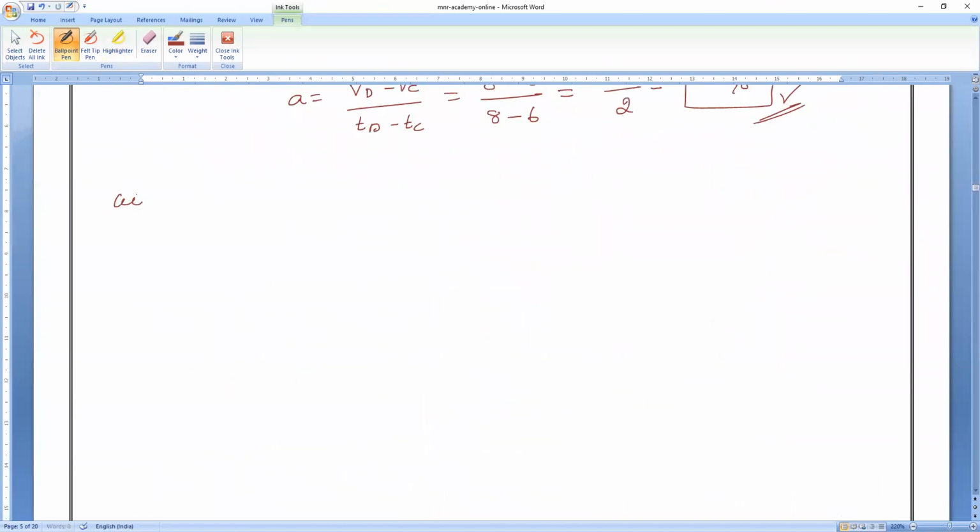Yesterday we studied the area of a trapezium formula. Anybody? Half into the sum of the parallel sides into the height. Half into sum of parallel sides into height. So write it.